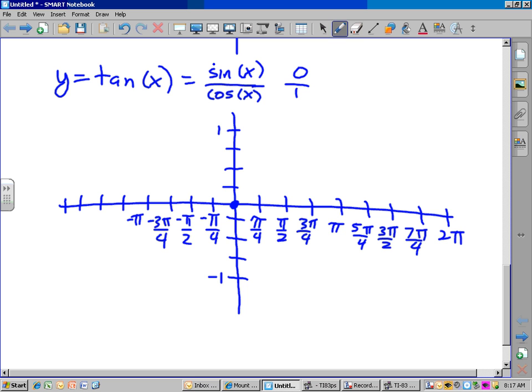Pi over 4. Well, sine of pi over 4 is what? Approximately 0.7. It's an estimate. Cosine is also about 0.7. So we're at 1. At pi over 2, sine is 1 and cosine is 0. At pi over 2, we have our vertical asymptote.